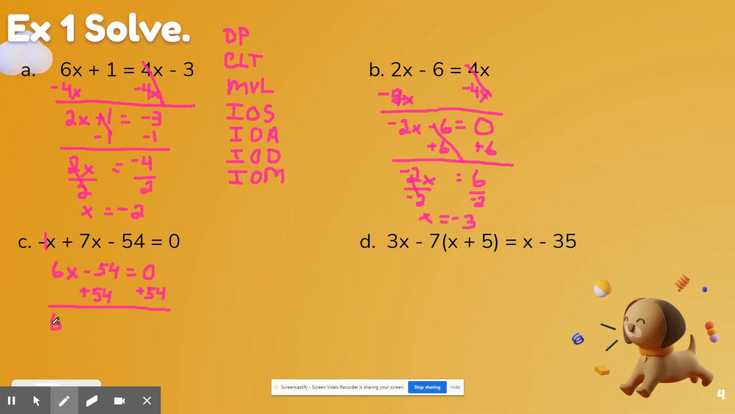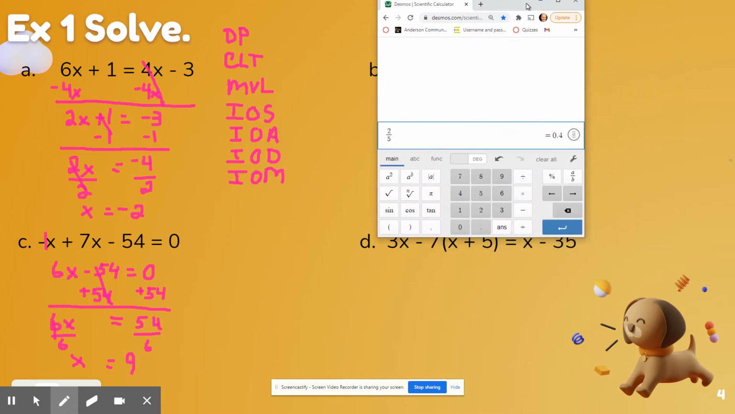Six x drops down. 54 cancels. 0 plus 54 is 54. And then we're left with dividing by 6 so we can get the x by itself. The 6's cancel. X drops down. Equal sign drops down. 54 divided by 6 is 9. Again, you can use Desmos Scientific Calculator if you need to.